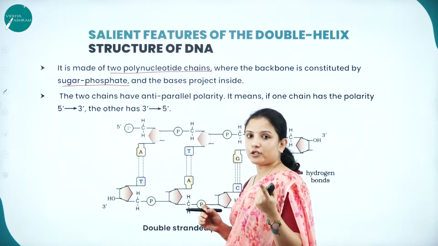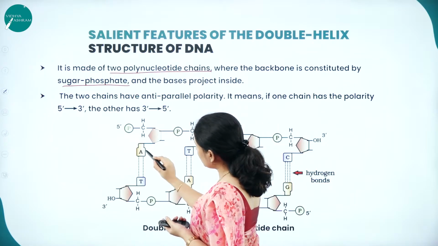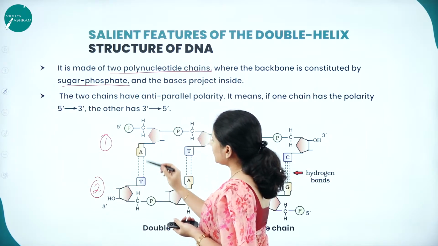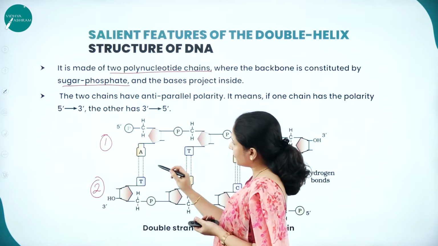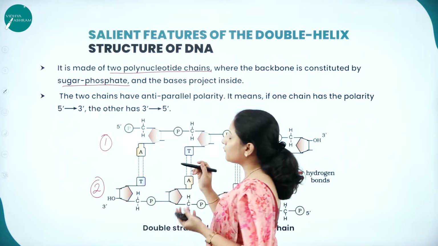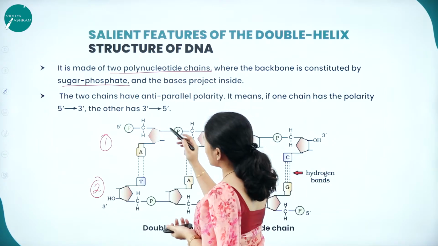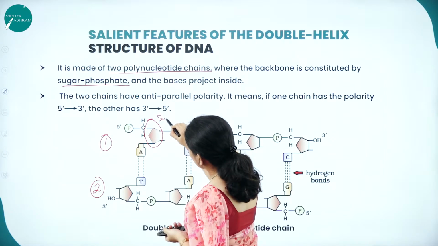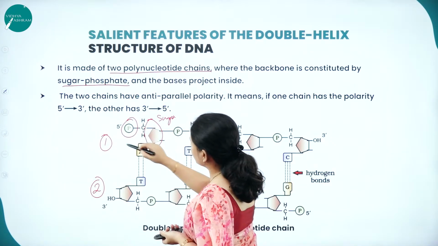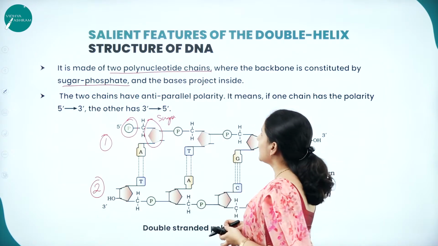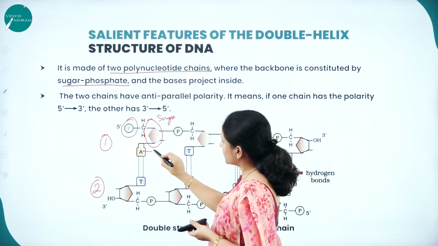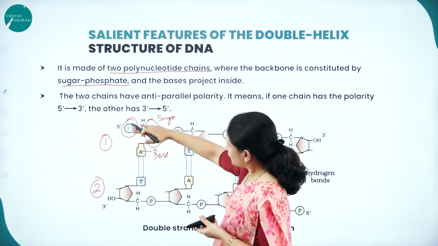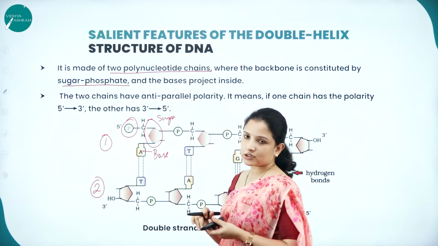It is made up of two polynucleotide chains, where this is the first chain, this one is the second chain, and base pairing is also seen. Apart from that, what is the backbone of the two polynucleotide chains? It is made up of a sugar phosphate, right? So this is the sugar, this is the phosphate group. The nitrogenous base projects inside. That is true. Therefore, this forms the backbone, and the nitrogenous base projects inside.